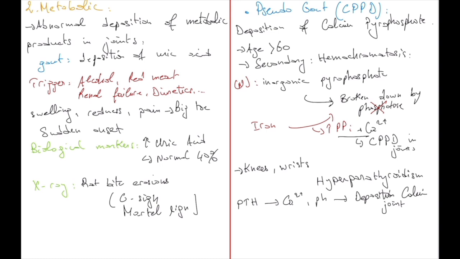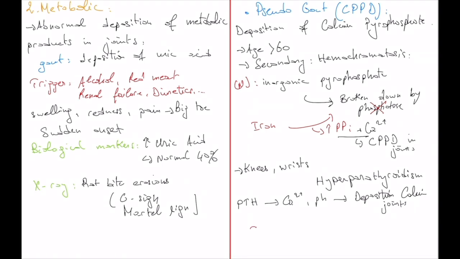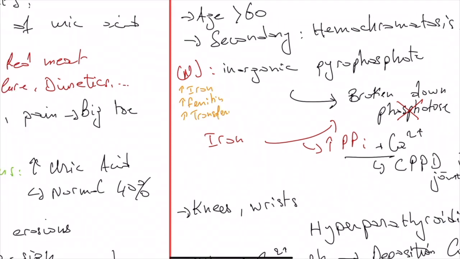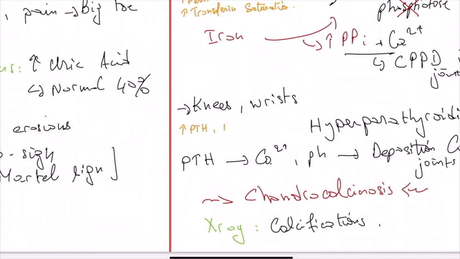The most common joints involved are knees and wrists, as opposed to gout, which more typically affects the big toe. And in the X-ray, we find chondrocalcinosis, a linear calcification in the articular cartilage. The key blood tests to order: in hemochromatosis, measure serum iron, ferritin, and transferrin saturation, all elevated. In hyperparathyroidism, measure PTH and calcium levels, both elevated.